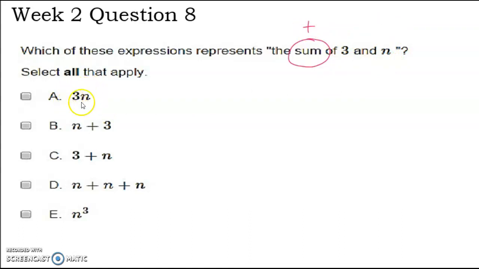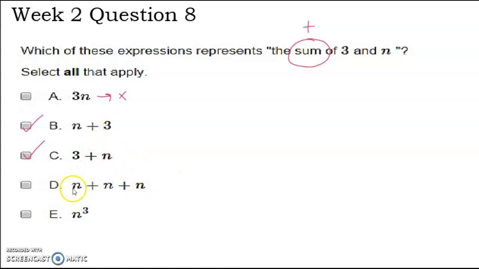So letter A, we have 3n. There is no plus or minus. They're smack up next to each other. So this is a coefficient, which means they are being multiplied. That's not going to work. N plus 3. Well, we're finding the sum, which is addition, of n and 3. That'll work. Finding 3 and n, that's the sum of 3 and n.